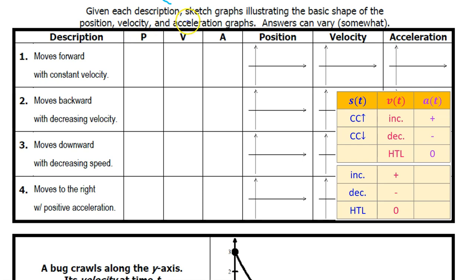Given each description, sketch the graphs illustrating the basic shape of the position, velocity, and acceleration graphs. Answers can vary somewhat. Number 1. Moves forward with constant velocity. Direction is given by the sign of the velocity function. So, if the particle or object is moving forward, that means a positive velocity. And if velocity is positive, we know position is increasing.